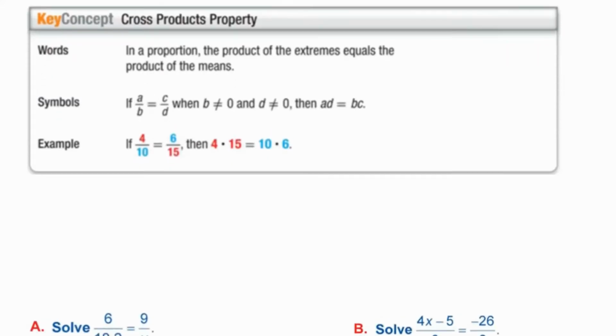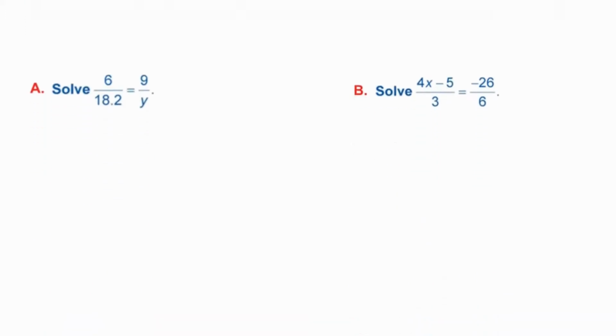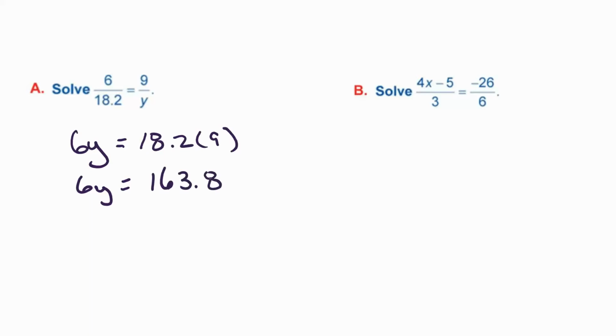You've done this in Algebra 1 and pre-algebra, where you would cross multiply to solve the problem. So for the first problem, because there are two fractions on either side of the equal sign, I would cross multiply, so 6 times y equals 18.2 times 9. And then I would solve for y. And y equals 27.3.